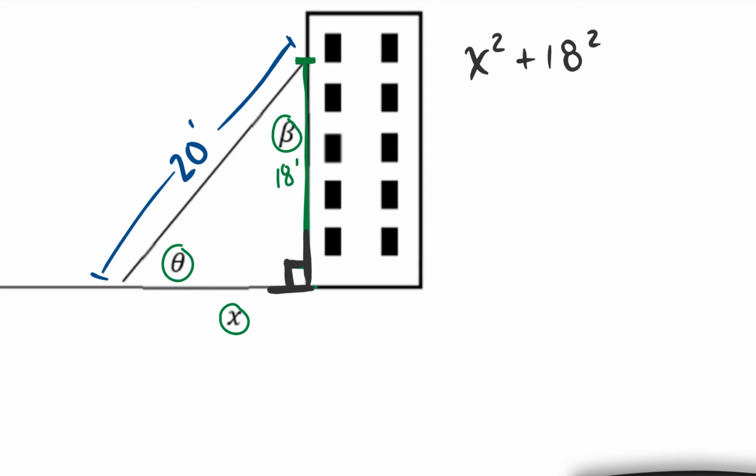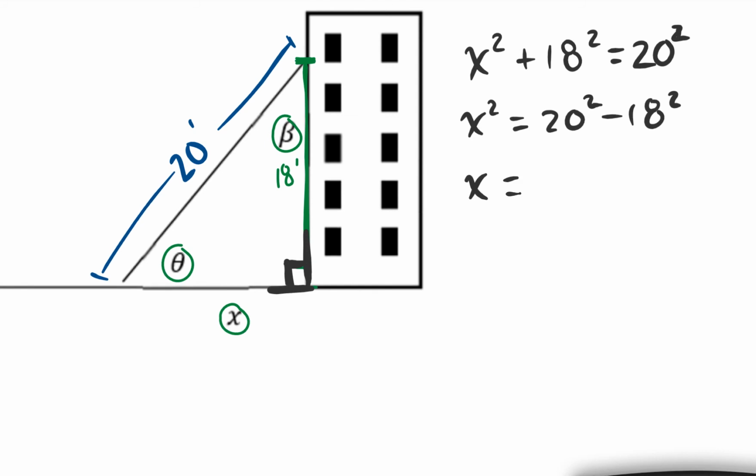So leg squared plus the other leg squared is equal to the hypotenuse squared, which is 20. So I'm going to take away 18 squared from each side. So x squared equals 20 squared minus 18 squared. And because we're just dealing with the positive roots here, it's the length of a distance, I don't need to think about the negative roots. So I can just write that x is the square root of 20 squared minus 18 squared.